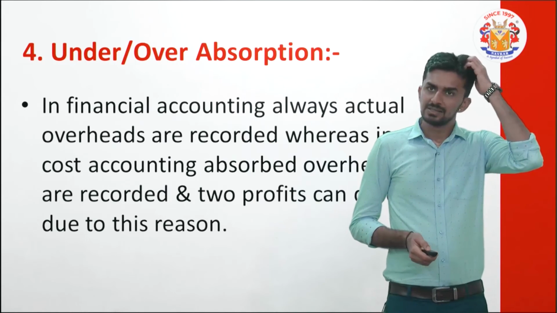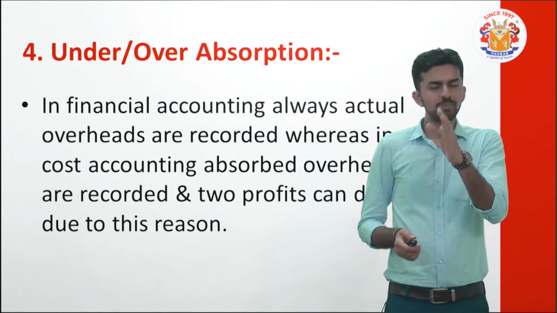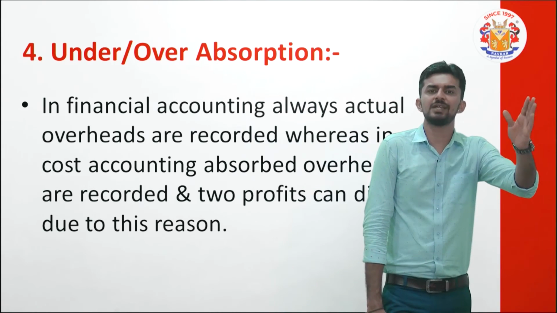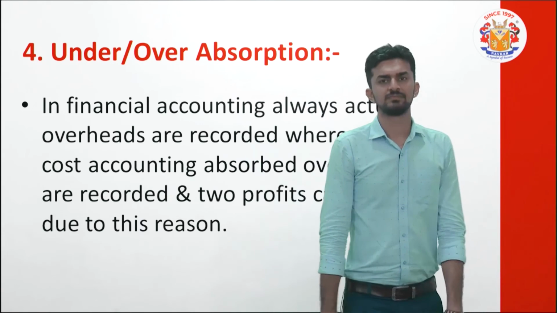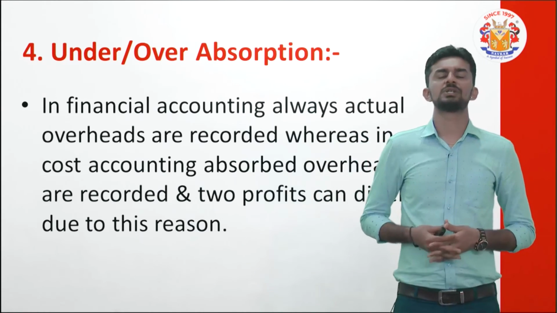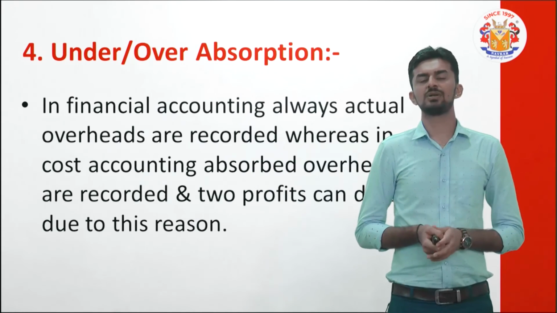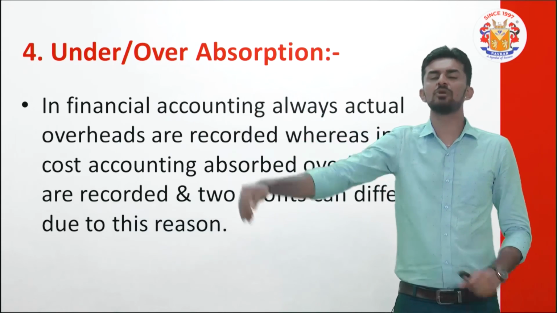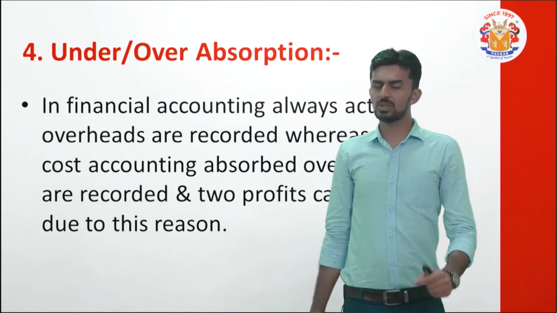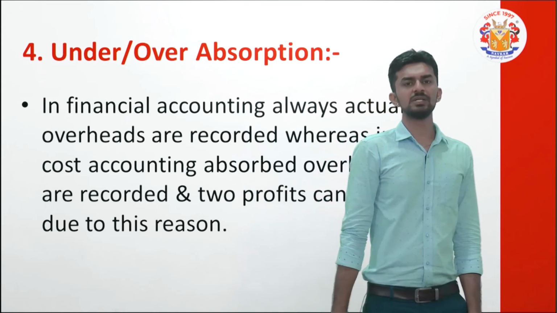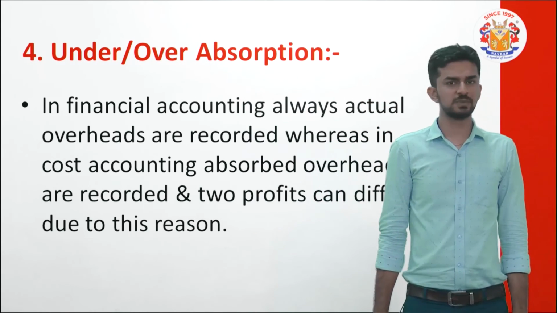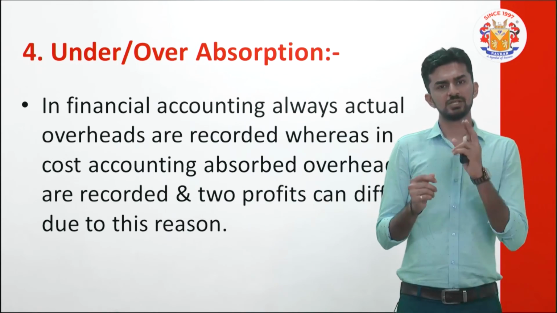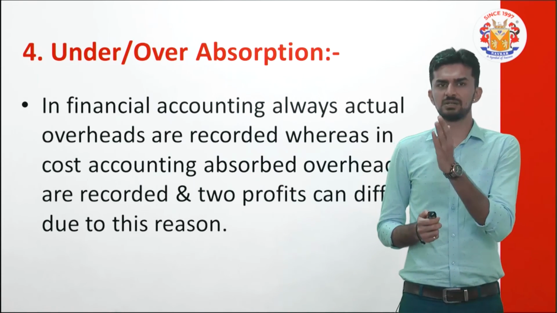So if you have to pay the rent of rupees 10 lakh, your financial accounting is going to write 10 lakh to the debit of its P&L account. But as I explained, in costing, at the cost rate, how much is costing going to record? Costing will record 9,000 into 100, that is 9 lakhs, the absorbed amount. As a consequence, your finance recorded rent of rupees 10 lakh to the debit of its P&L account, and your costing will record only 9 lakhs, and the two profits will differ due to this particular reason.